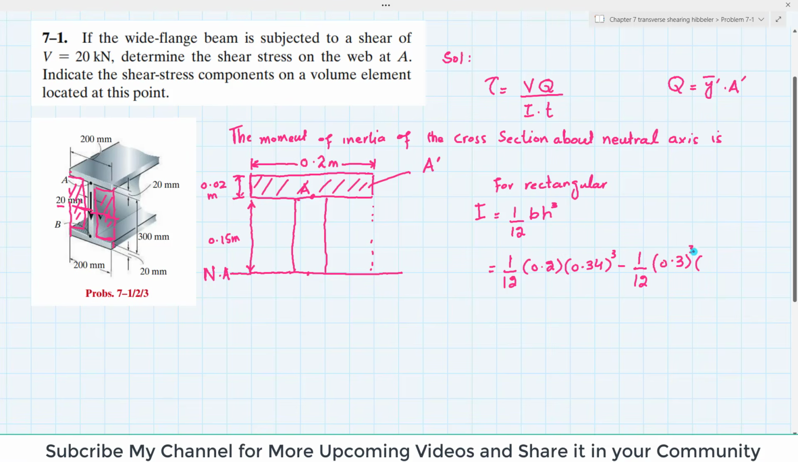Okay, so 90 millimeter is again 0.09 meter. So this is b, this is the height, minus again this portion, which is the same. So I will write minus 1/12, b is 0.09 and height is 0.3 cubed. When you calculate it, you will get the moment of inertia of the whole beam equal to 0.250 into 10 raised to power minus 3 meter to the power 4. Now we have I.